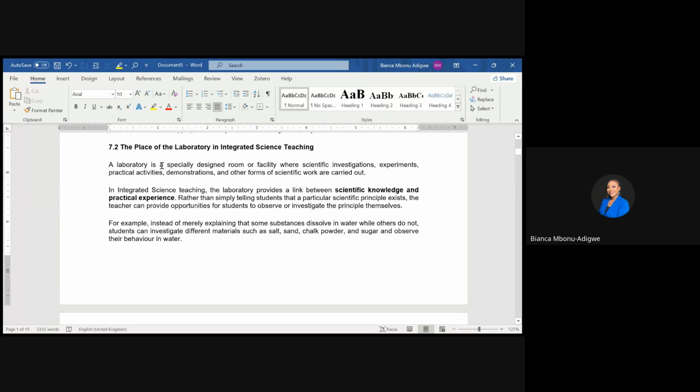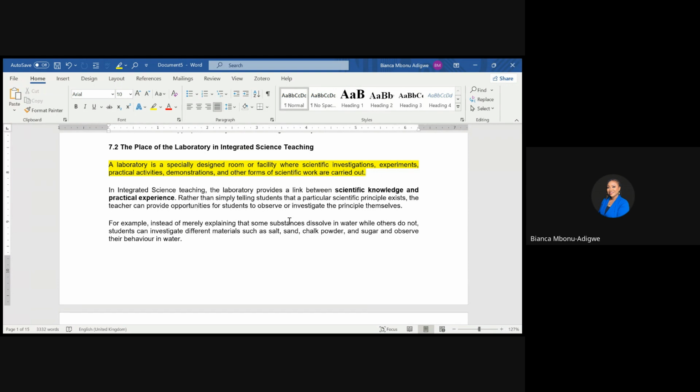It is a specially designed room. Believe it or not, it is specially designed, okay? It is a room or facility where scientific investigations, experiments, practicals, demonstrations, and other forms of scientific work are carried out. Now, in integrated science teaching, the lab provides a link between scientific knowledge and practical experience.